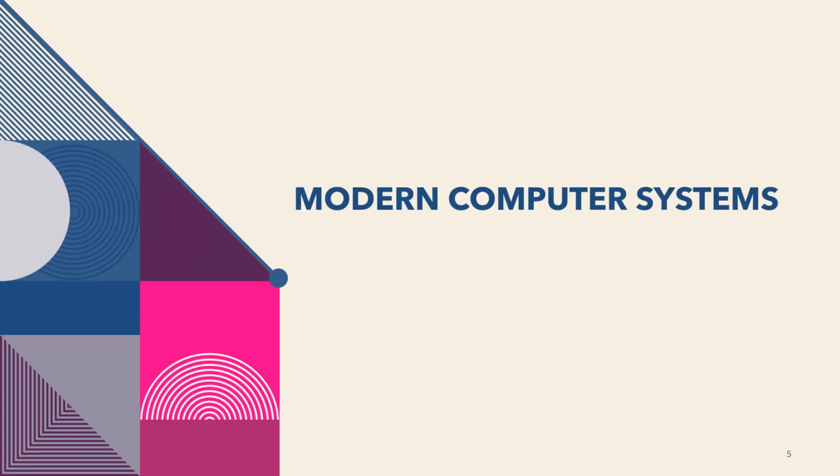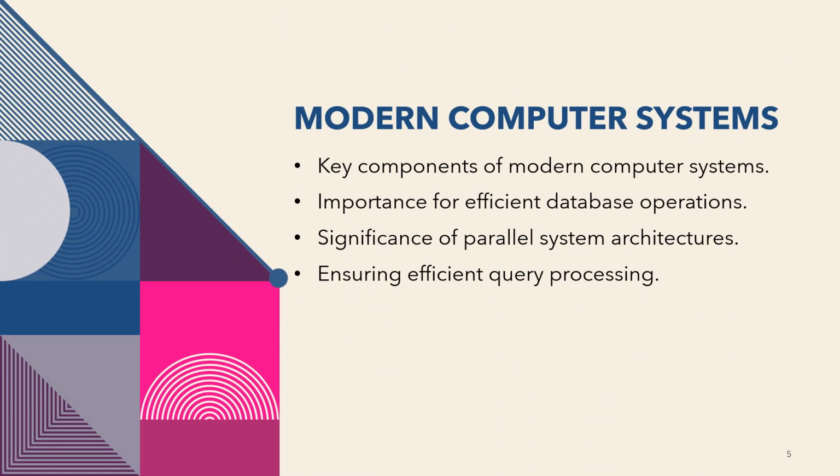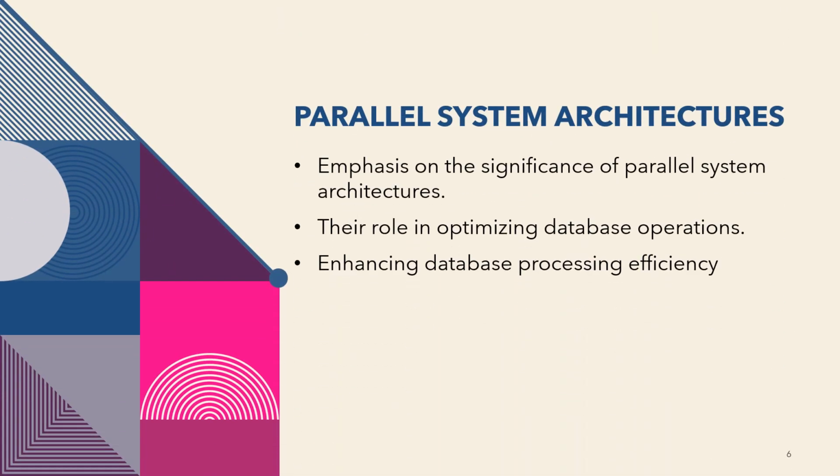Modern computer systems. Exploring modern computer systems. Here, we'll take a closer look at the structures and components of modern computer systems. This understanding is crucial as it forms the foundation for efficient query processing in database systems. Parallel system architectures. We'll emphasize the significance of parallel system architectures in the context of database processing. These architectures play a pivotal role in optimizing database operations.